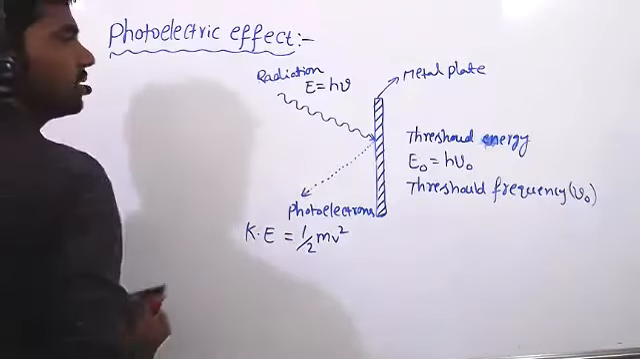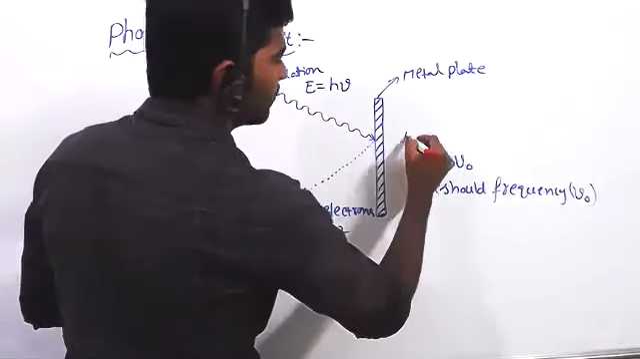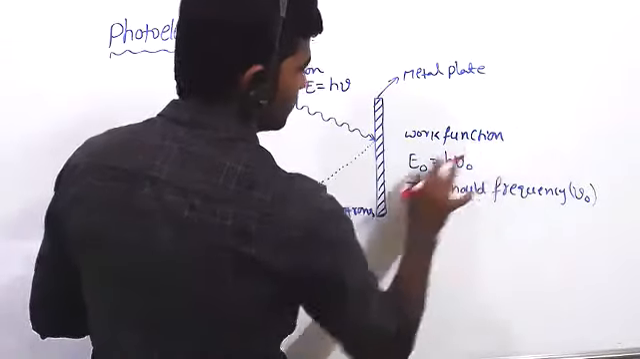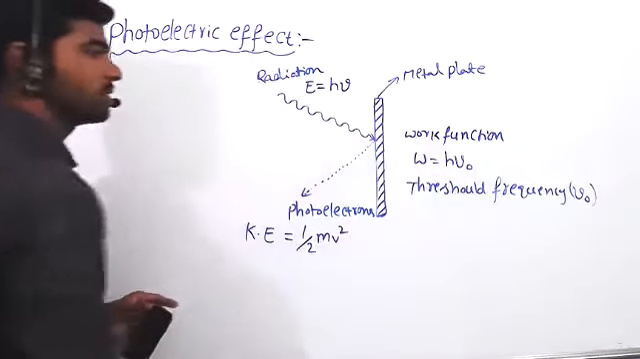Instead of threshold energy, we can call it work function also. Work function. So we don't write E naught, you now write W, because in the formula we are using W only.